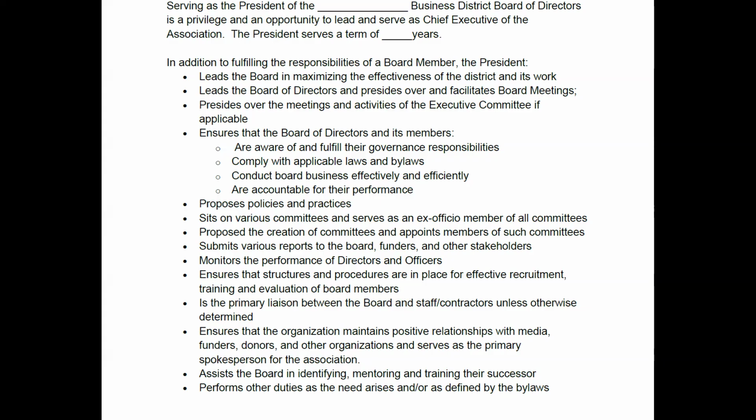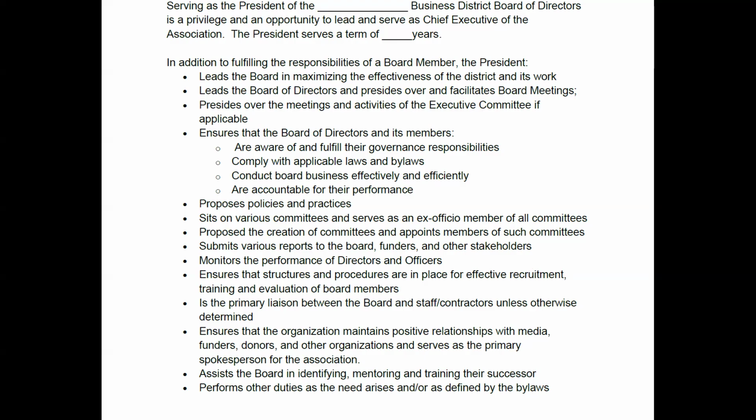Also, something to keep in mind is the leadership pipeline, right? Help the board identify and mentor your successor. Typically your successor is going to be your vice president. So as your term is coming to an end, or you're coming to a point where you have to step down as president, it's your responsibility to help find somebody that's going to take your place and give them an opportunity to shadow you for a little while, just so they can see what your role entails. And then the president performs other duties as the need arises or is defined by the bylaws.